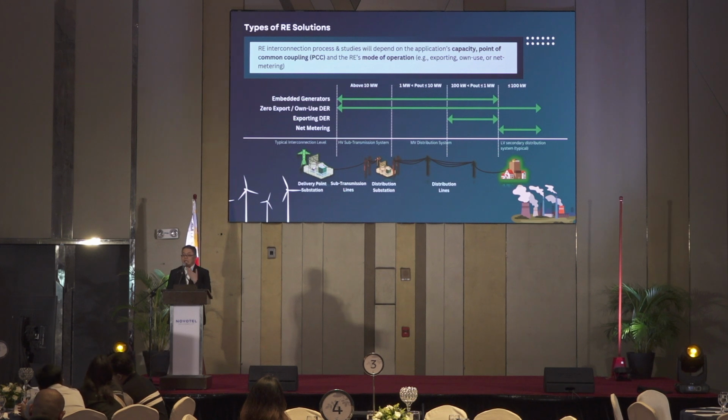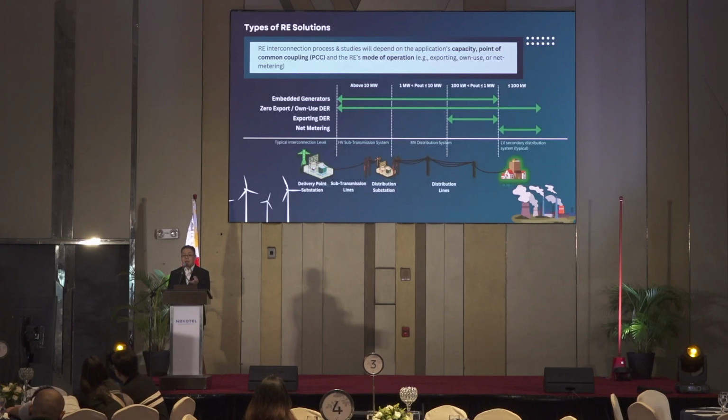They are dependent on the plant's capacity, the point of common coupling or the connection point, as well as the mode of operation. So here is a slight infographic. Later, I'll have a more detailed table to describe the different solutions. So I'll start off at the bottom, which is net metering. As I said before, net metering is a solution that is connected behind the meter.